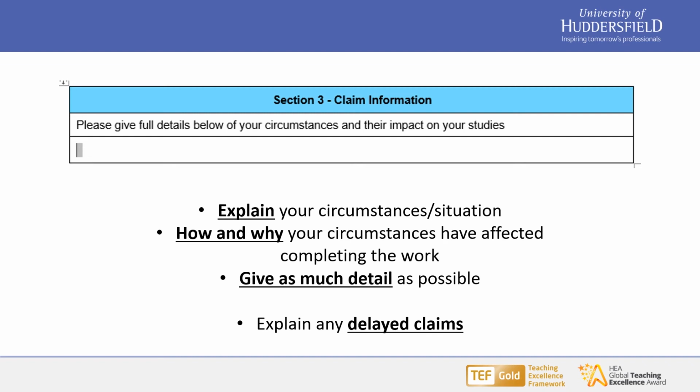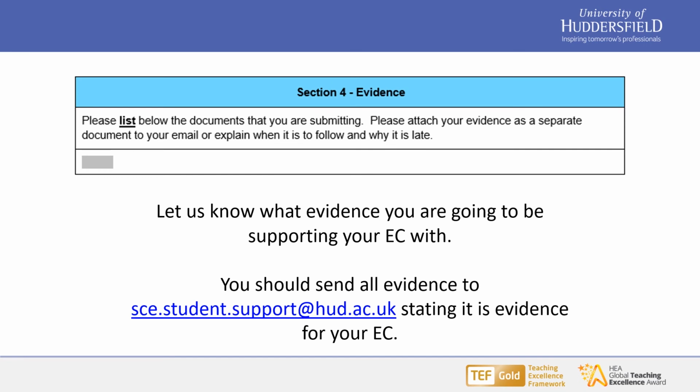In section 4 of the EC form, you need to advise us what evidence you have or will be getting to support your EC claim. If you do not provide any evidence, the registry team may pend your claim to allow you time to provide evidence. If you do not supply any evidence, your request may be rejected. You should send all evidence to the Student Support Office and tell us in your email that it is evidence for your EC so we know what to do with it. If you don't have any evidence straight away, send us your EC claim anyway to process and then forward your evidence separately.